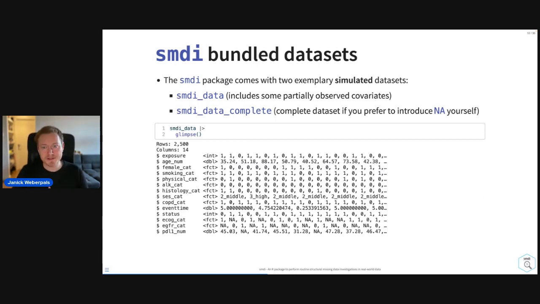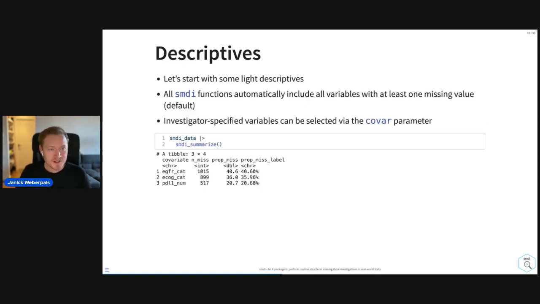If you want to download this package, it's available on CRAN, and it also comes with some bundled datasets that you can use to explore the functions of the package. SMDI data includes some pre-simulated partially observed covariates, and SMDI data complete is a complete simulated dataset if you prefer to introduce the missingness mechanisms yourself, and you can use those datasets to play around with. So first of all, this is just some very basic descriptives.